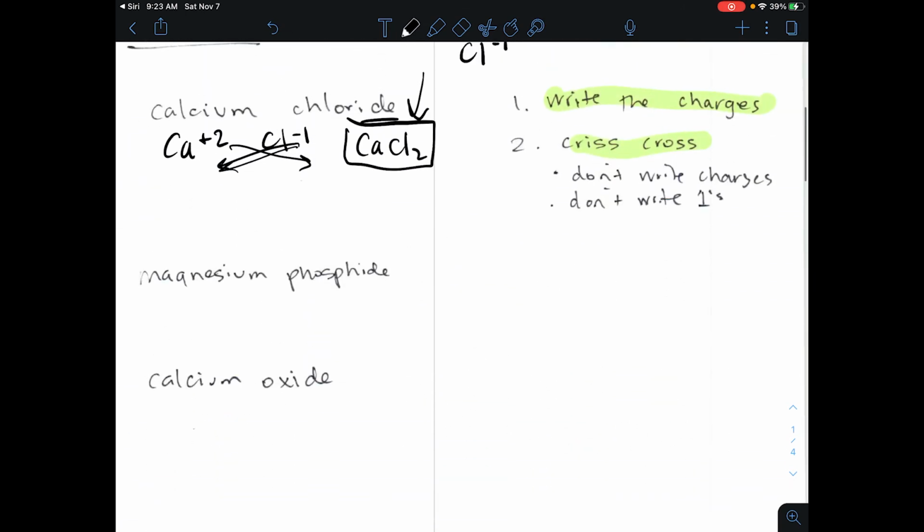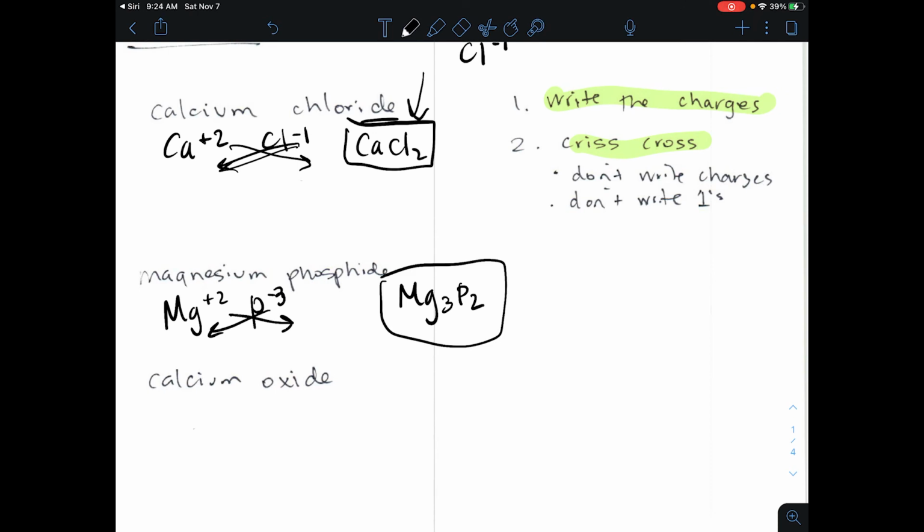After we found the charges, we write magnesium, which is +2, phosphorus, which is -3. And then you crisscross. So the 3 goes down there and the 2 goes there. You don't write the charges and you don't write the ones. In this case, there are no ones, so that's not a problem. So the formula then is Mg3P2, magnesium phosphide.